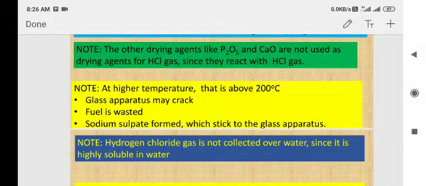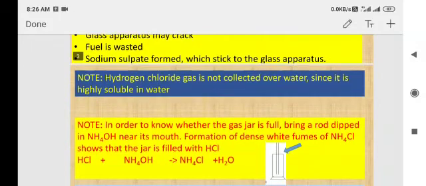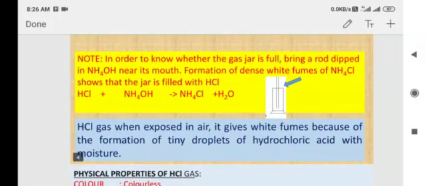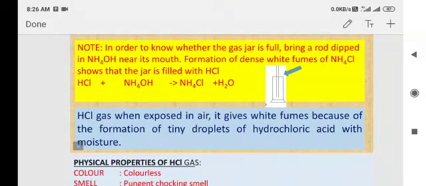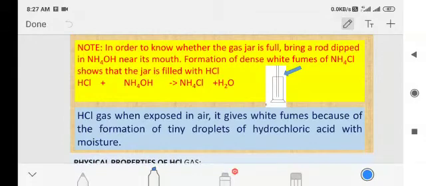So each and every point which is given here, you need to focus on very seriously. Then another thing about this experiment is again with the collection. See, HCl gas is a colorless gas.